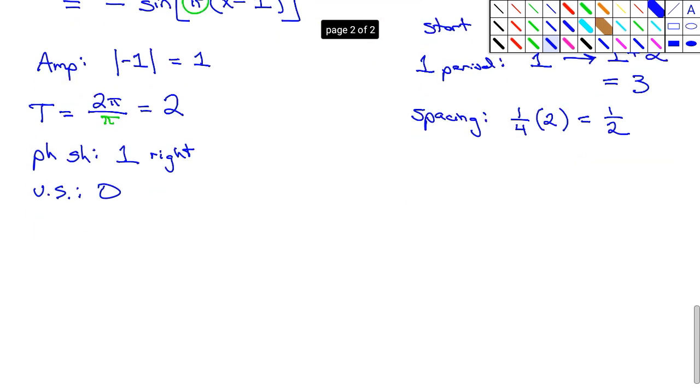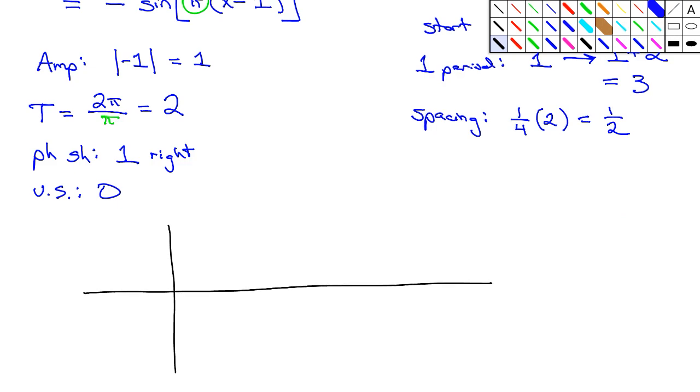So let's make the graph. One, 2, 3, 4, 5, -1, going back that way. Let's mark off the median, the max, the min, etc. The phase shift is 1 to the right, and we're dealing with sine, so we're going to start at the median at 1.